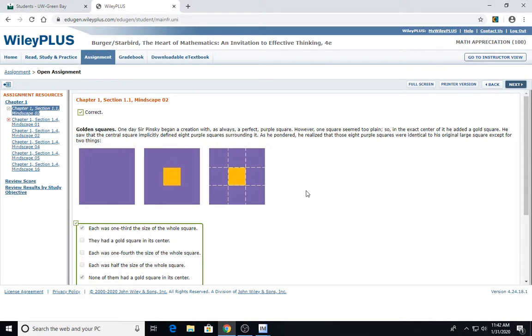Yes? So for when it says like the mindscape for that chapter, do we have to use all of those? Yes. Okay. So you have, let's see, 1, 2, 3, 4, 5, 6 mindscapes here to do. You just click down the side and do them. Okay. Any other questions?